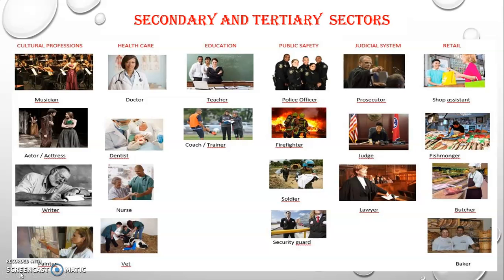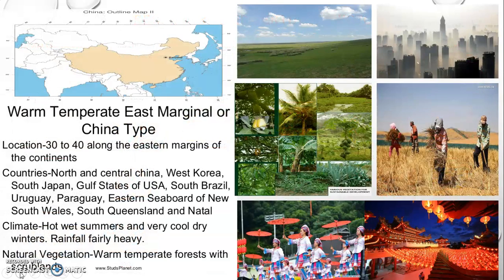Yes, so till now we have studied 9 important regions. Now, along with these 9 important regions, there are certain other regions which are also well known because of some distinctive or unique features. Among them, one such region is called the China type of region, that is, the warm temperate east marginal region, which we can call the China type region.